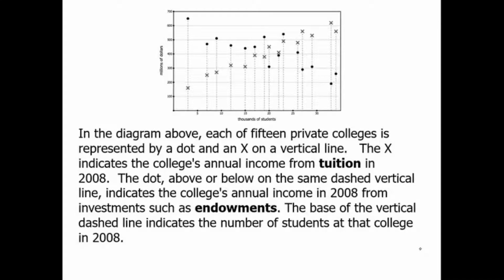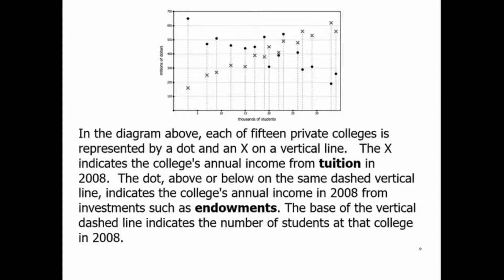This is a complicated diagram. Each of 15 private colleges is represented by a dot and an X on a vertical line. The X indicates the college's annual tuition in 2008. The dot above or below, on the same dashed vertical line, indicates the college's annual income in 2008 from investments such as endowments. The base of the line indicates the number of students.